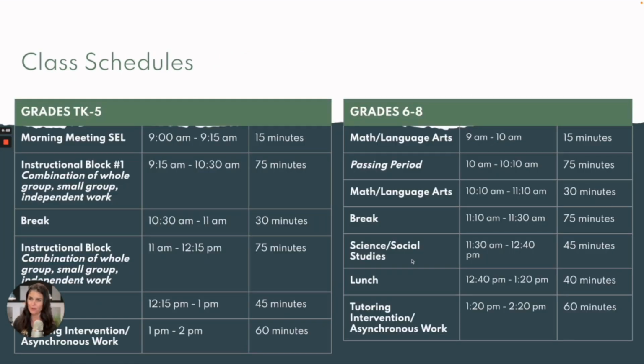Now, here's an example of what the schedule looks like for our TK through 5th students and our 6th through 8th grade students. You'll notice that the day is a little bit shorter for the TK through 5 students. Their day starts at 9 a.m. and is finished at 12:15. After 12:15, there's time for them to have lunch, and then in the afternoon, there's intervention for those students who are invited to attend and receive a little bit of extra support.